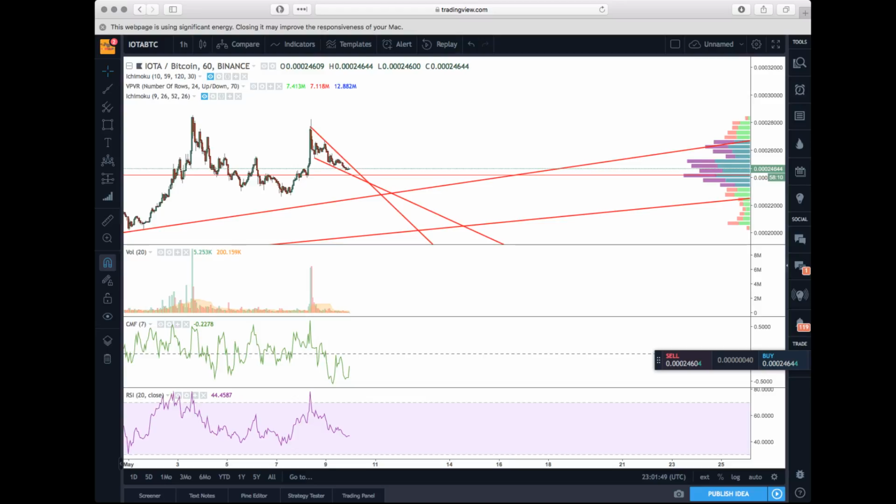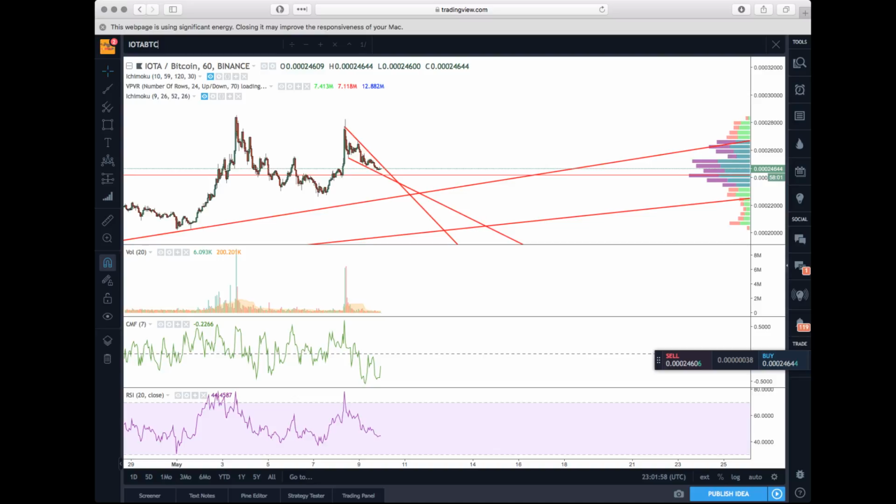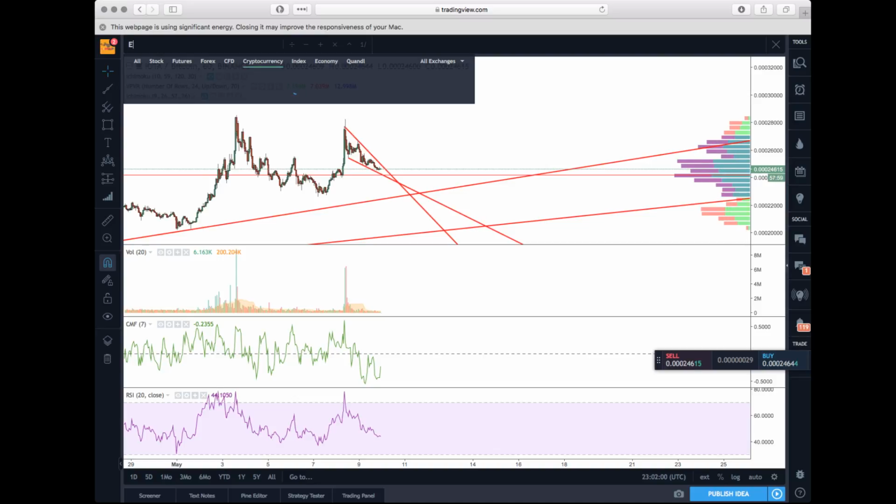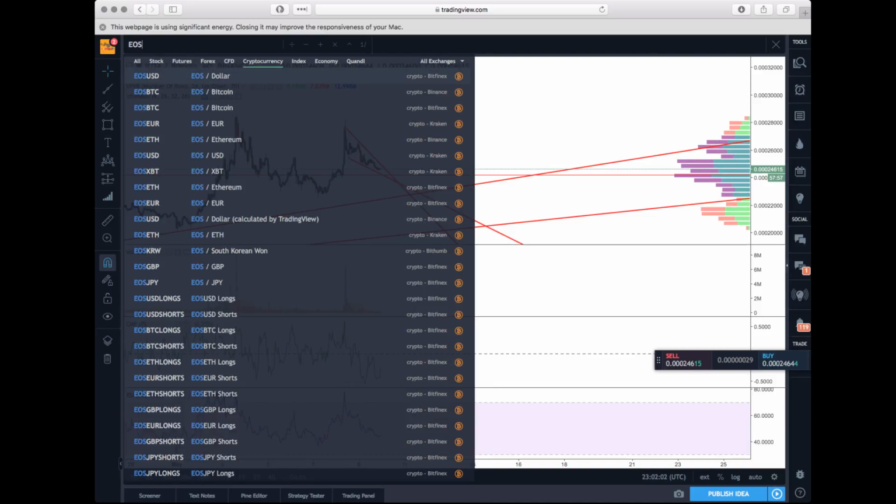EOS or ELF? I know that Whalebear Man has been following EOS really closely. I would definitely see what he has to say about that. But I can take a quick look. Let's see what it's doing.